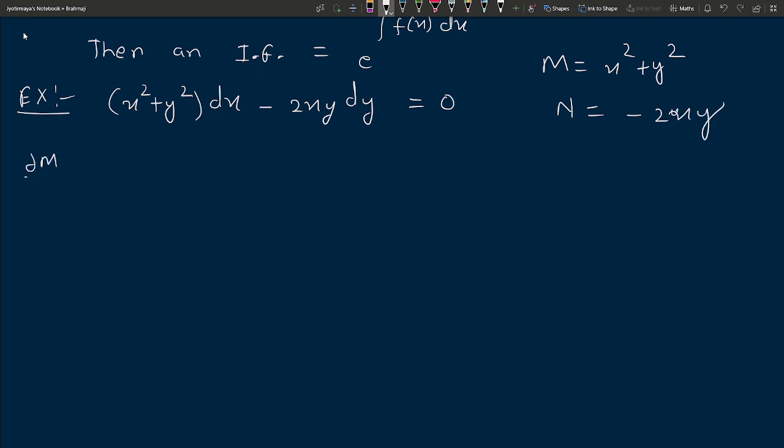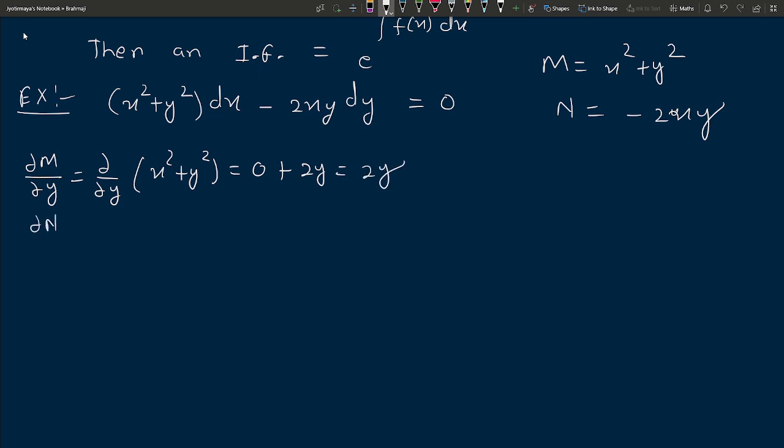So first you find del M by del y, that is del by del y of M. What is M? x square plus y square. Partial derivative with respect to y. So x is a constant, x square is a constant, derivative of a constant is 0. What is the derivative of y square? 2y. So you have 2y.